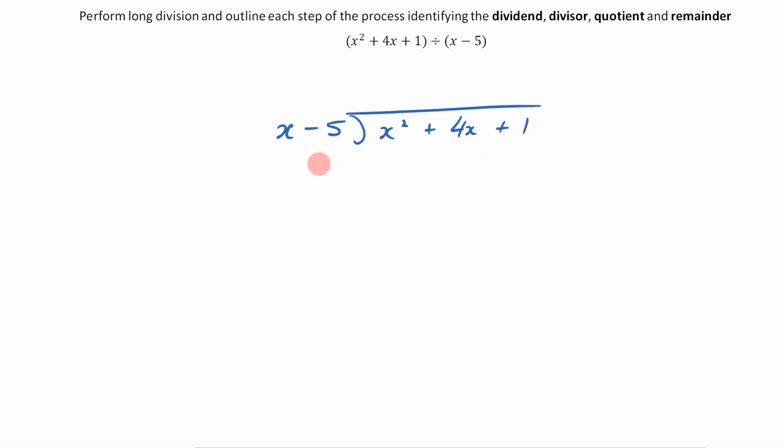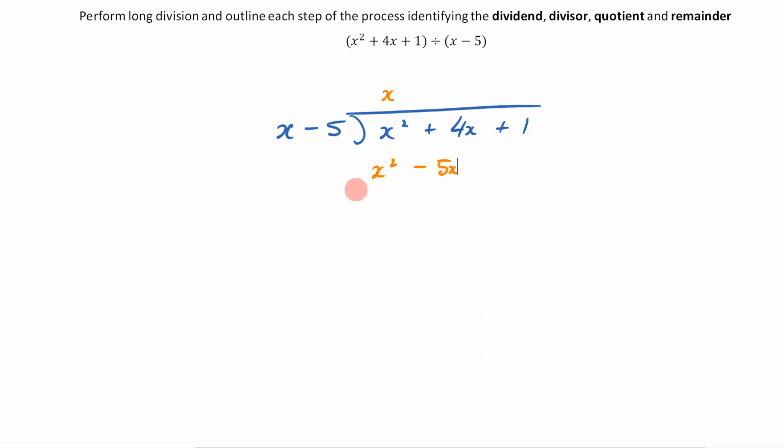Okay, I'm going to go x times what is x squared? Well, it's just going to be x, because x times x is x squared. So that's how I figure out what my first thing here is going to be. Then I multiply down. So I go x times x is x squared. x times minus 5 is minus 5x. Now, that's an ugly minus 5x.